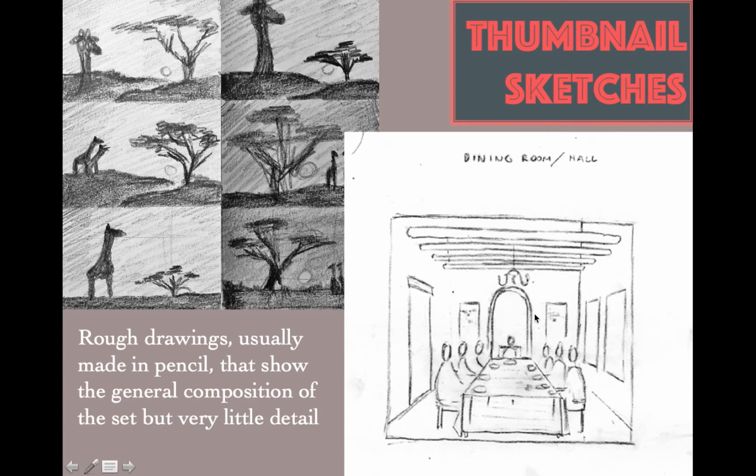So if you see here, it's drawn to scale. You will know that there's a table. You know that there's somebody at the head of the table, there's plates on the table, and there's windows all around. There's a chandelier. So you could be able to tell that from this rough sketch alone.